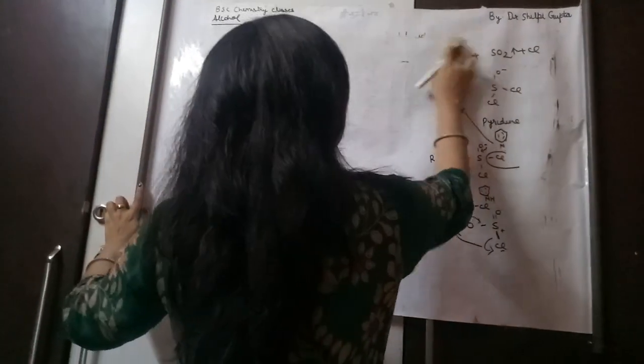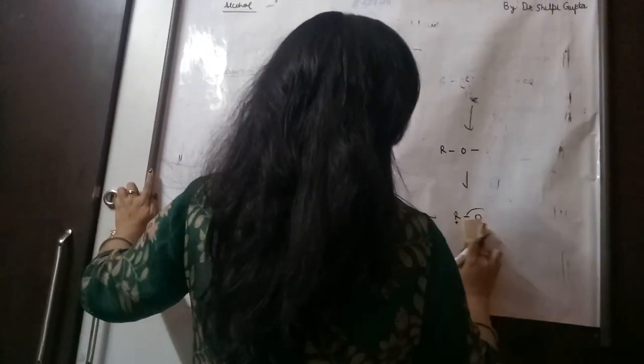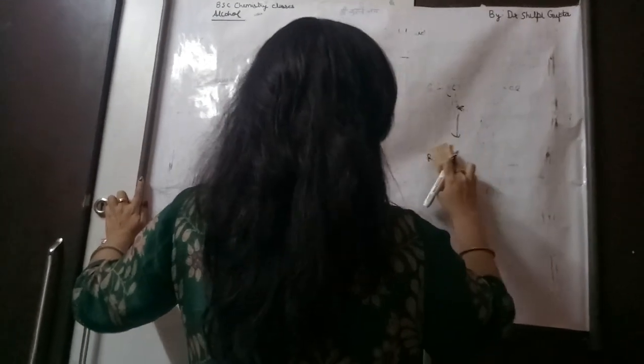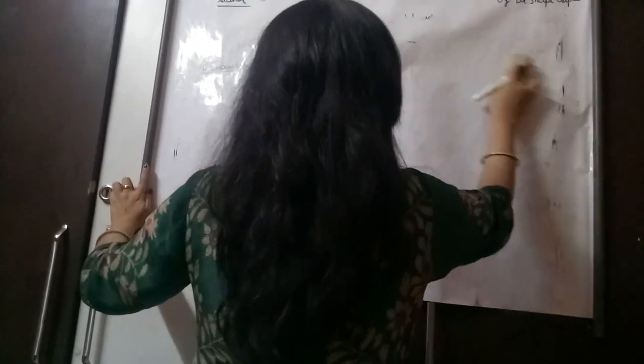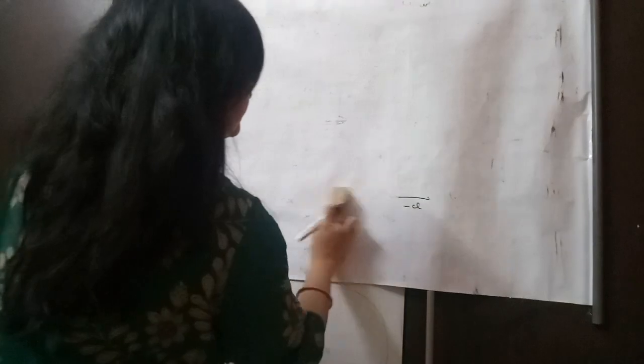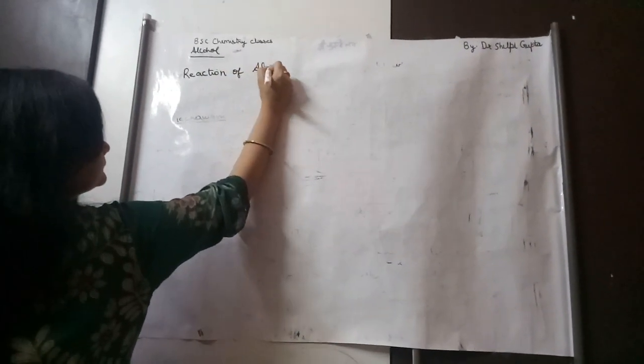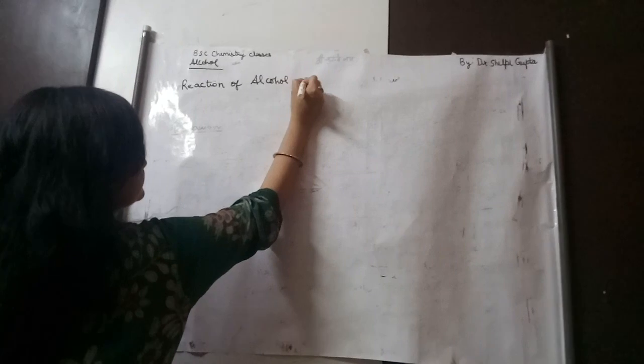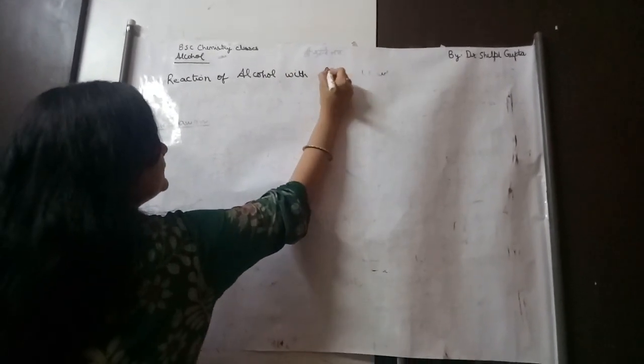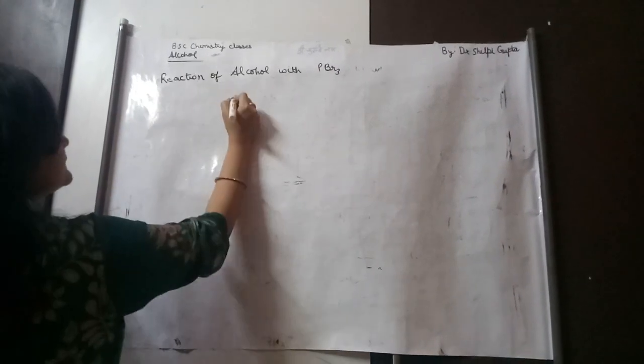Now the next reaction is the reaction of alcohol with PBr3 or PCl3. Both will have the same mechanism. The next reaction is the reaction of alcohol with, we will do it with PBr3. Okay, so the reaction is like this.